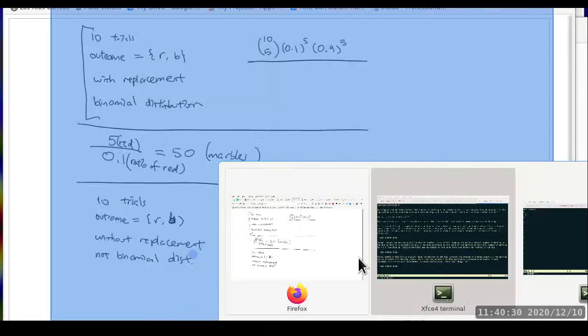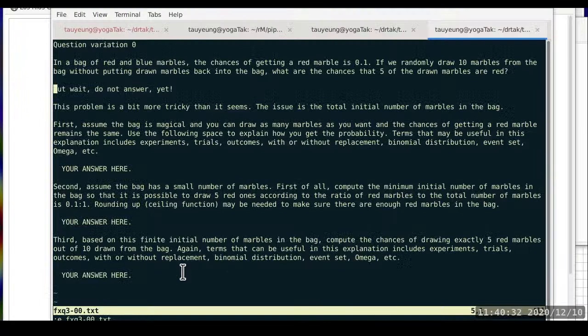Alright, so let's go back to the question, and this time we look at this and ask, what is one outcome, how do we cast this problem? So that becomes the next question.